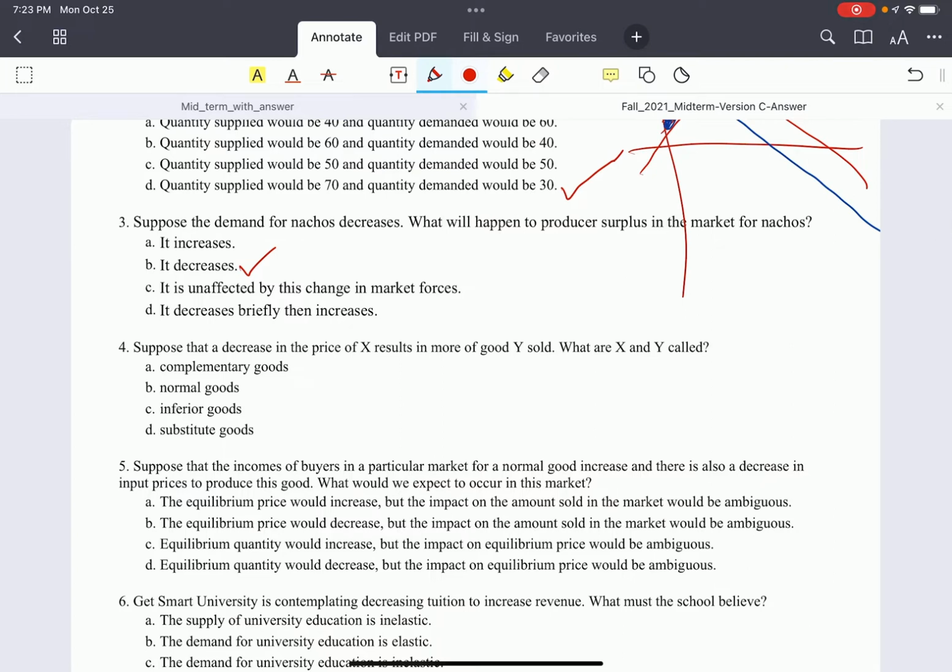Fourth, suppose a decrease in the price of X results in more of good Y. What are X and Y called? Well, just looking at this problem, you would know that it's the relation between two different goods, right? And we learned that when we are talking about the relation between two goods, then we are thinking about either complementary or substitute. Here you can see that if there is a decrease in the price of X, then you would imagine that the quantity demanded for X will be higher. And then Y's demand actually increases. So you can see that these two goods are complementary. So you should choose A here.